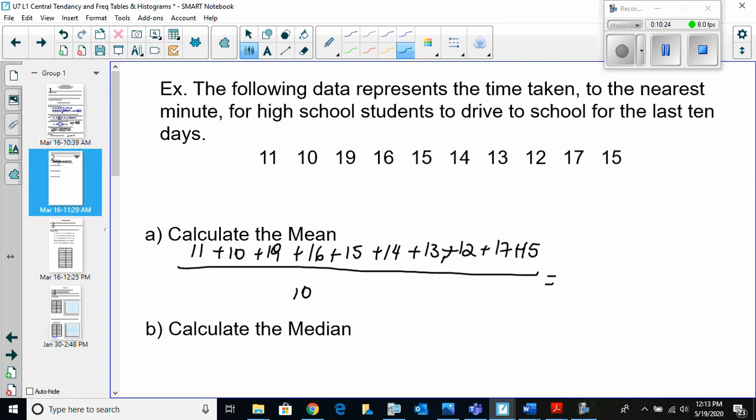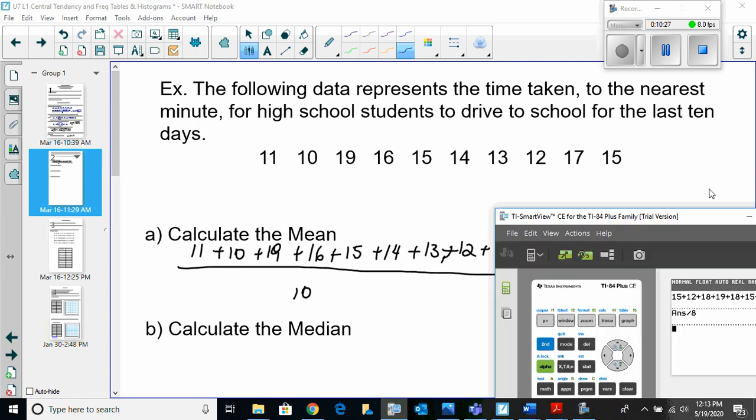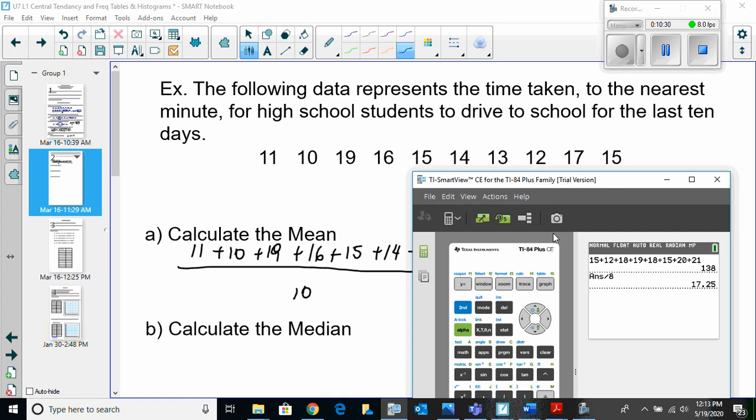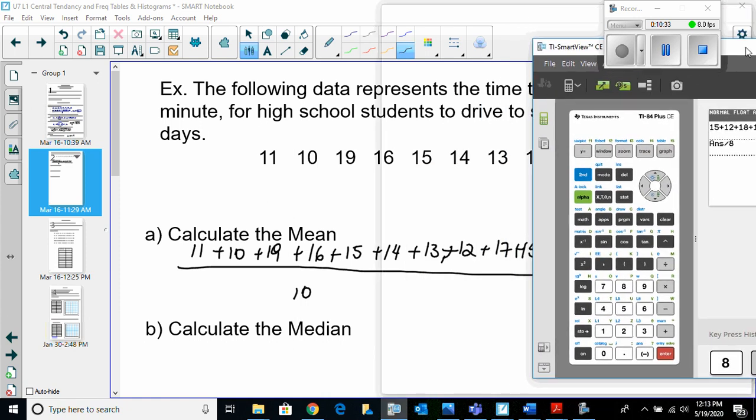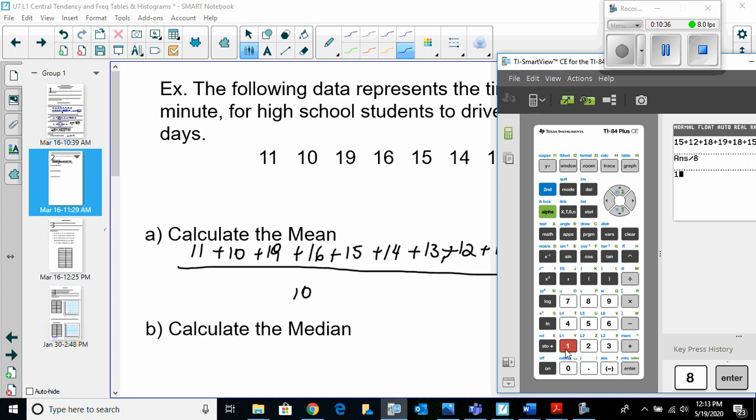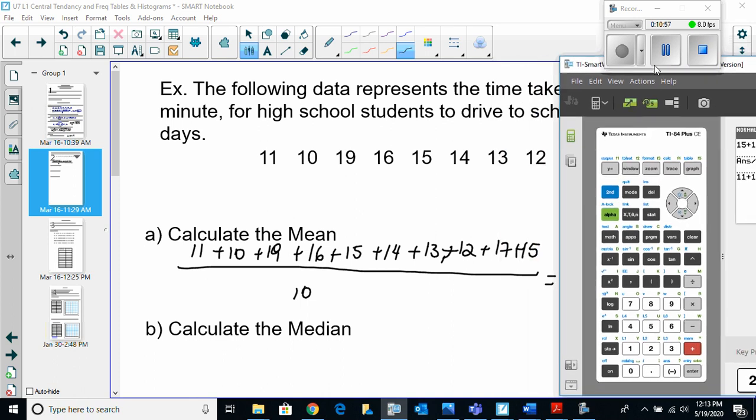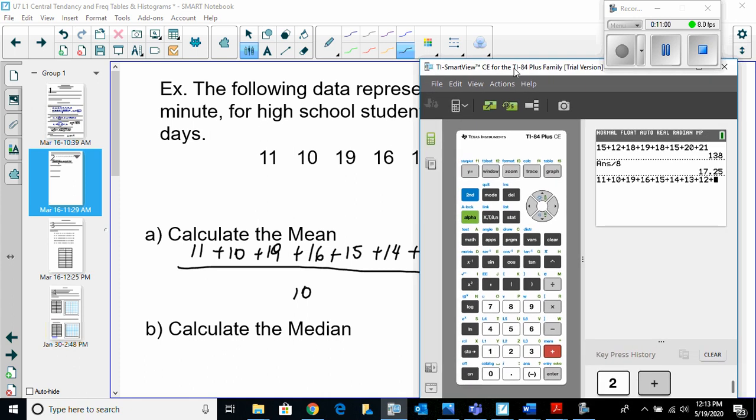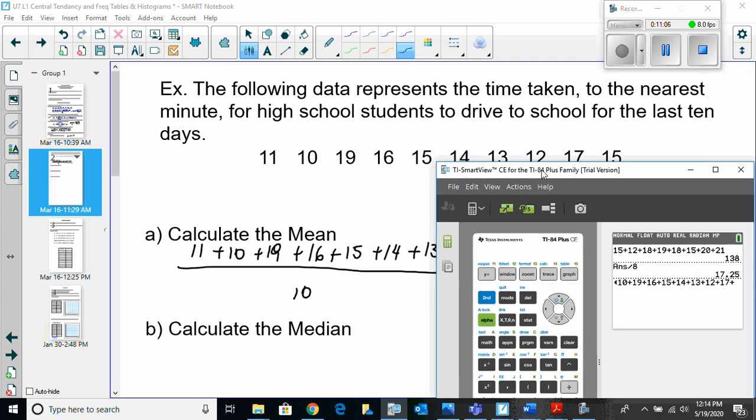So now in your calculator, you can go 11 plus 10 plus 19 plus 16 plus 15 plus 14 plus 13 plus 12 plus 17 plus 15.